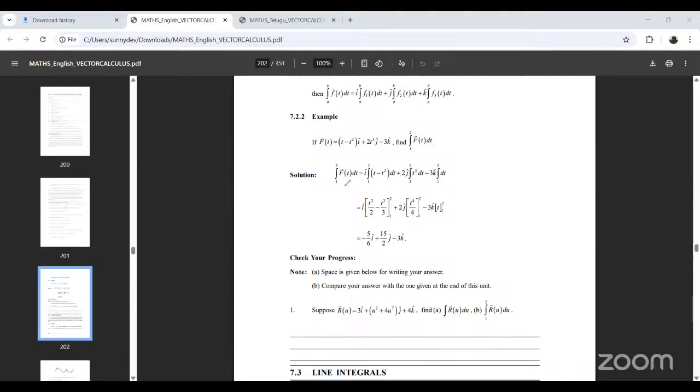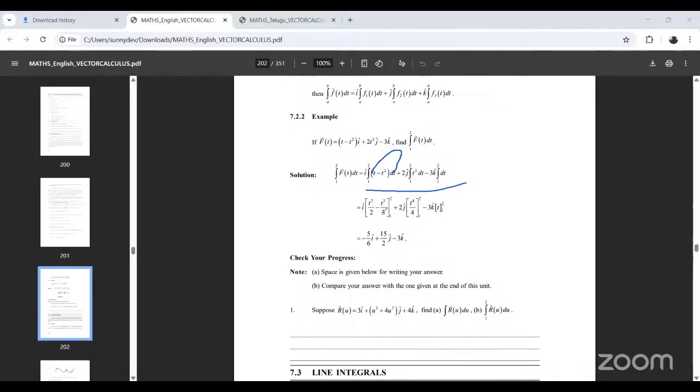Now come to capital F of t. We write i outside, and the integral of t minus t square into dt, plus 2j outside, the integral of t cube into dt, minus 3k, integral of dt. First, t into dt is t square by 2, and t square into dt is t cube by 3. And t cube into dt is t power 4 by 4, and minus 3k into dt. So these are the things.